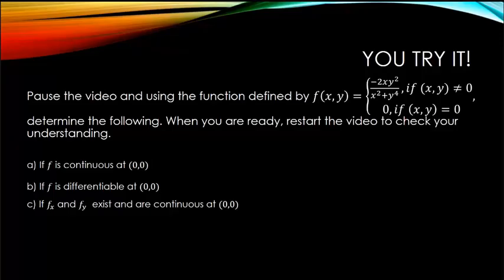So now you get to try it. Pause the video and, using the function defined by f of xy equals the piecewise defined function given by negative 2xy squared over the quantity x squared plus y to the fourth when xy is not 0, and 0 if xy is 0, determine the following. When you're ready, restart the video to check your understanding. What you want to determine is A, if f is continuous at 0, 0, B, if f is differentiable at 0, 0, and C, if fx and fy exist and are continuous at 0, 0.